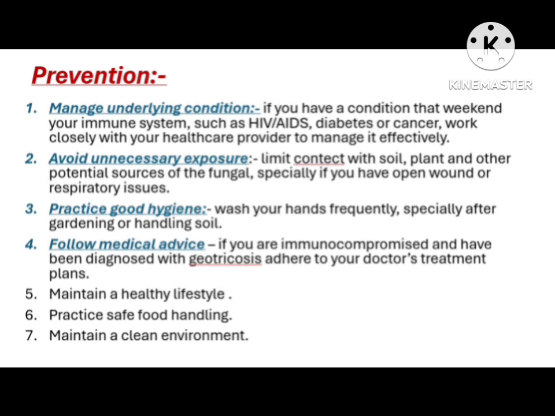There are different types of prevention for geotrichosis. First, manage your underlying condition. If you have a condition that weakens your immune system, such as HIV, AIDS, diabetes or cancer, work closely with your healthcare provider to manage it effectively. Second, avoid unnecessary exposure. Limit contact with soil, plants and other potential sources of the fungal infection, especially if you have an open wound or a respiratory issue.